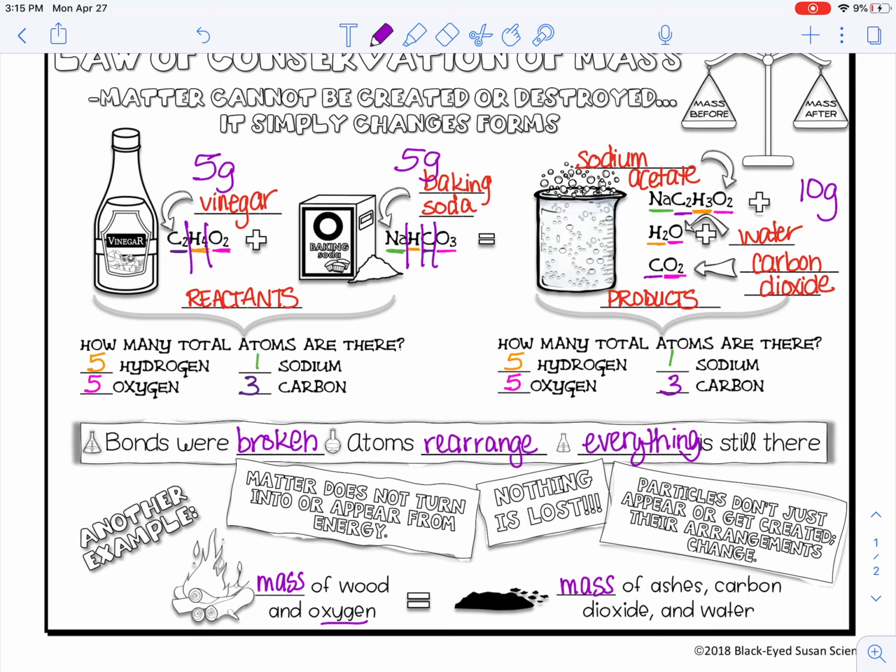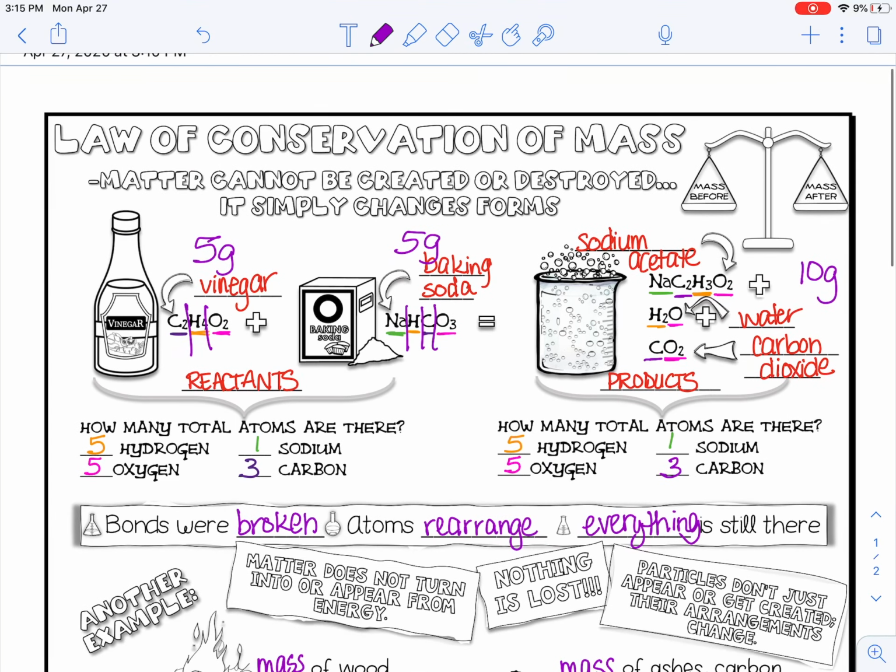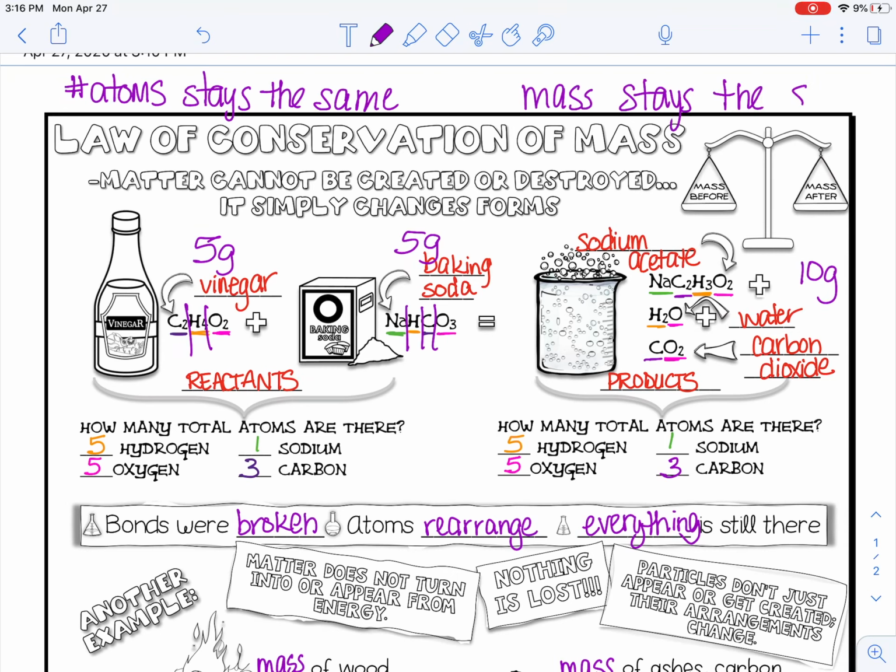So all that the law of conservation of mass says in fancy words is the number of atoms is the same on both sides, and the mass stays the same on both sides. And the fact that the number of atoms stays the same on both sides is how we're going to start talking about balancing equations in the future.